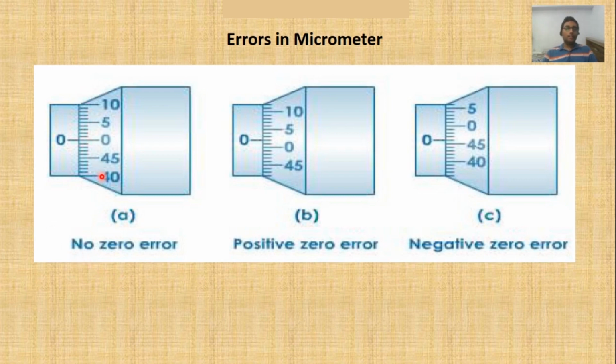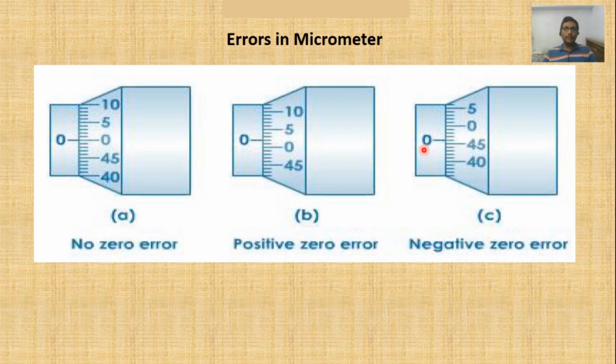No zero error means when the anvil and spindle are both in contact with each other, the zero of the main scale or the sleeve scale coincides with the zero of the thimble scale or the circular scale. Whereas the positive zero error indicates when the zero of the thimble scale, that is the circular scale, lies below the zero of the main scale or sleeve scale. Whereas the negative zero error is represented when the zero of the thimble scale lies above the zero of the main scale.